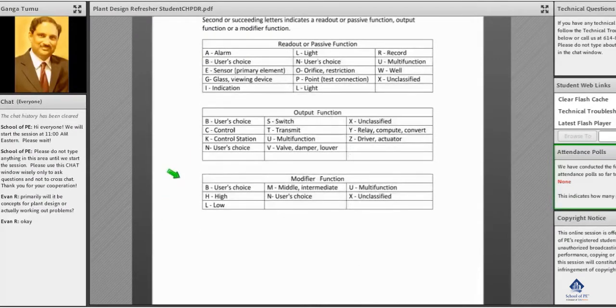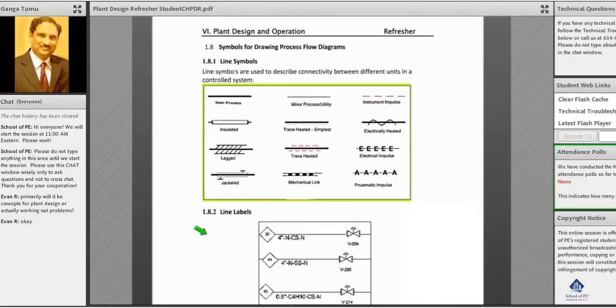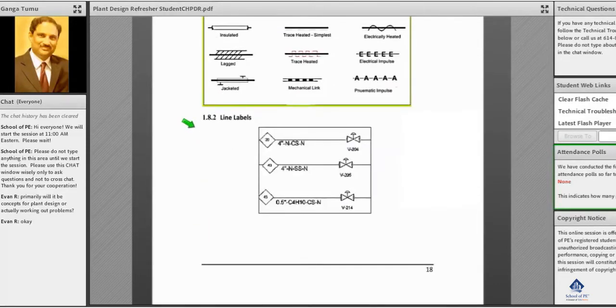Okay, now the symbols for drawing. In order to know what kind of line, they have the line symbols: main process, and whether it is insulated, lagged, traced, or carries an electrical impulse. All those things are there. Also, at the same time, the P and ID: if you see here, it is saying 39, okay, 4-inch normal carbon steel.